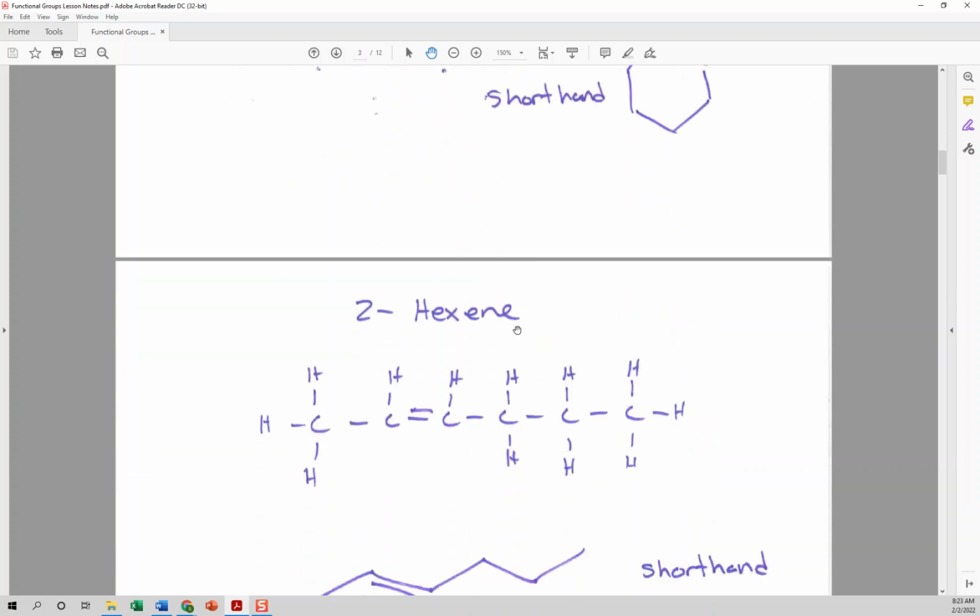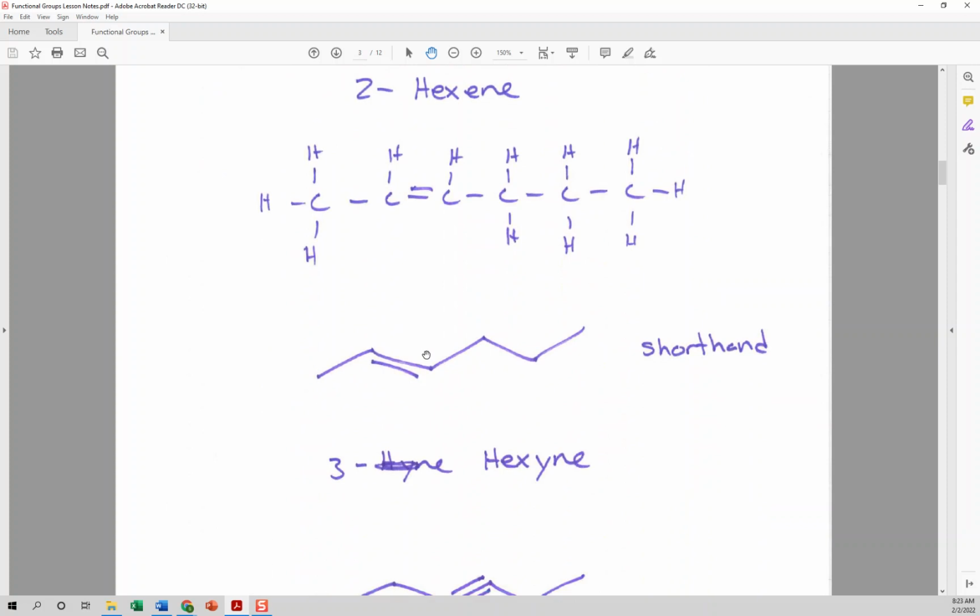Now, we could add double bonds to our shorthand, and this is all we would have to do. So here's 2-hexene, the double bond between carbon 2 and carbon 3. So we have 6 carbons in a row. We have a double bond between those 2 carbons. So this is how we would do the shorthand. So we would do our 6 carbons in a row, and then a double bond.